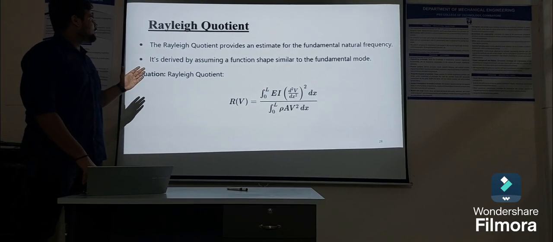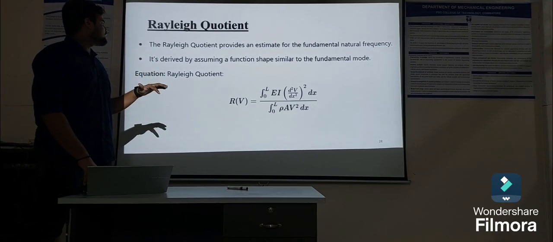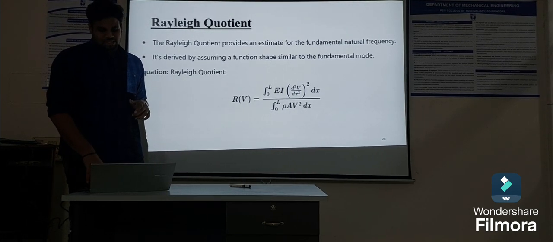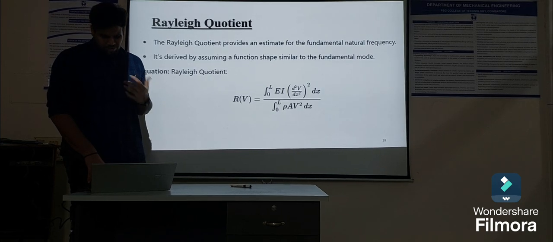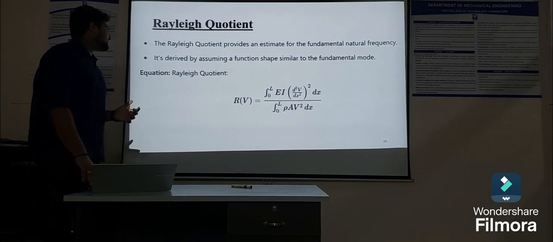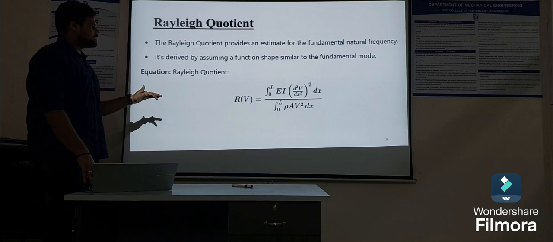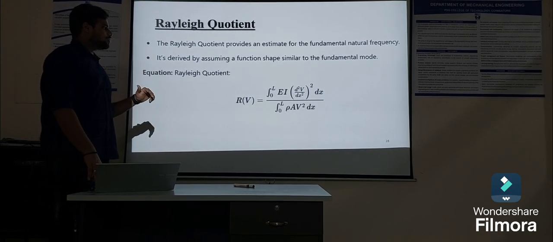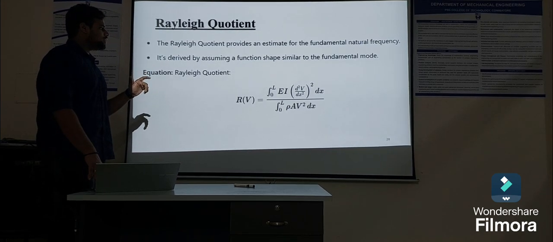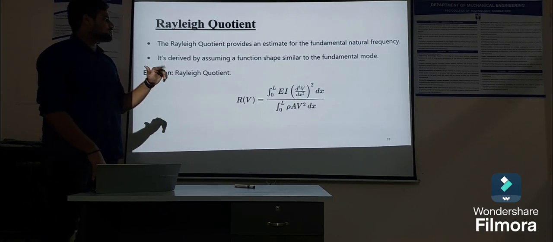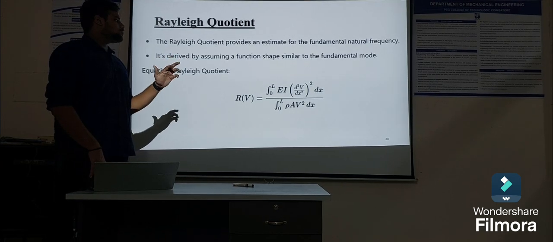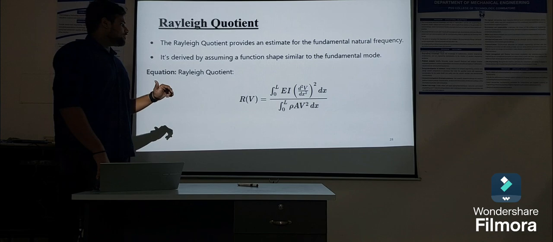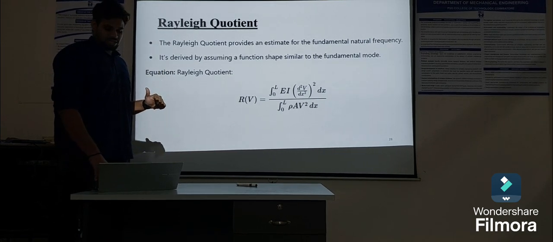Rayleigh's quotient provides an estimate for the fundamental natural frequency. It is derived by assuming a function shape similar to the fundamental mode. The equation for Rayleigh's quotient is R of V is equal to integration from 0 to L of EI (d square V by dx square) whole power 2 into dx, divided by integration from 0 to L of rho A V square into dx.